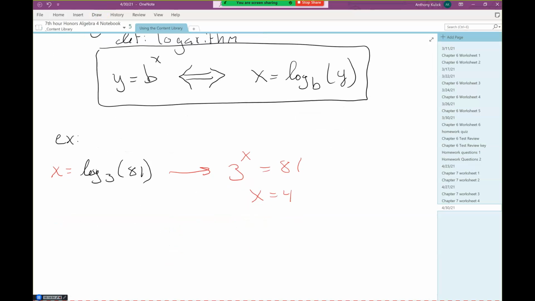We can come up with some tricky ones to still have rational numbers. What if we have, say, log base 2 of 1/4? Let's do something that's maybe a little less obvious. Again, what is this saying? It's the power of 2 that gives us 1/4.